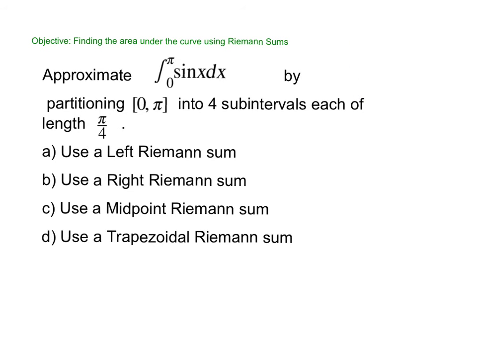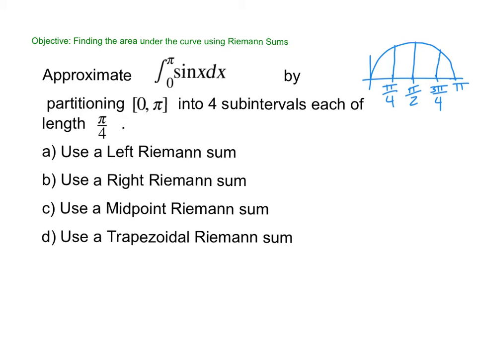Pause the video, do it on your own. Oh, I was drawing a sine curve, that's right. All right, so we're only going to pi. And then 4 subintervals. So this is pi over 2, pi over 4, 3 pi over 4. Oh, this is gonna be gross when we have to do midpoint. Oh well.